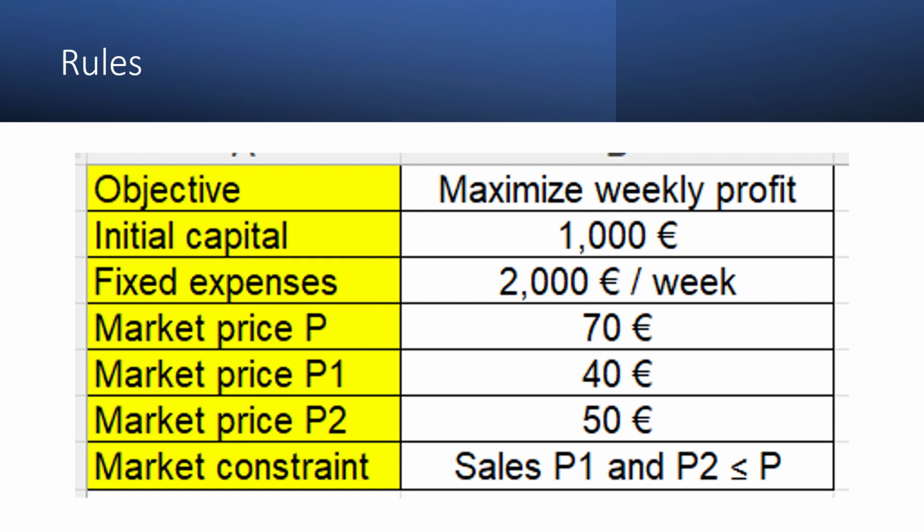You have an initial capital of €1,000, which you can use to buy materials, to feed the blue, green and brown machines. Fixed expenses amount to €2,000 per week, and they will be subtracted from the cash balance at the end of each week. The market will accept any amount of product P, with a unit price of €70. Spares P1 and P2 can also be sold, but their quantities can never be above the number of products P already sold. If you have already sold 5 Ps, you can sell, if you want, 5 P1s and 5 P2s.